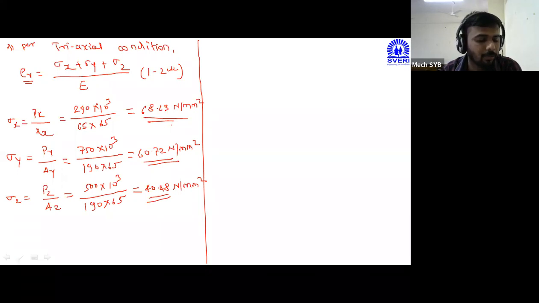Okay, try to write down the units also in your notebook. Newton per mm square, that unit is also very important. Sometimes we are not having practice to write down the unit.